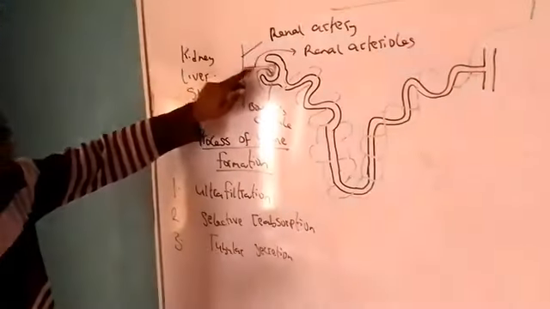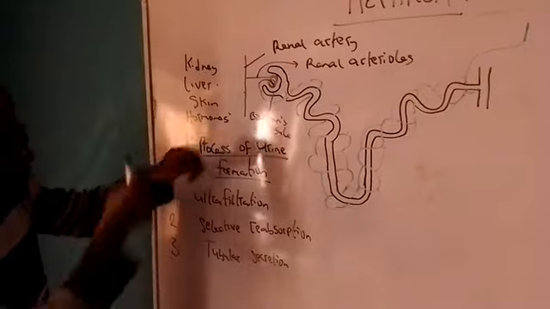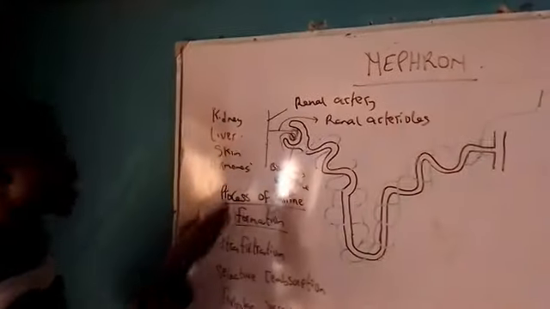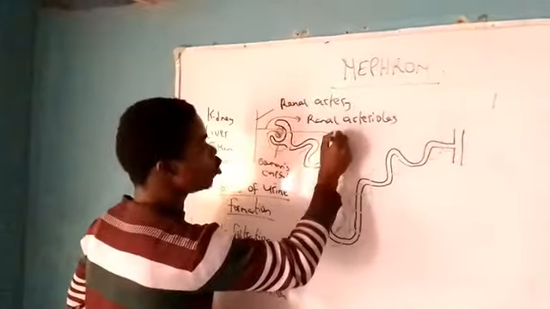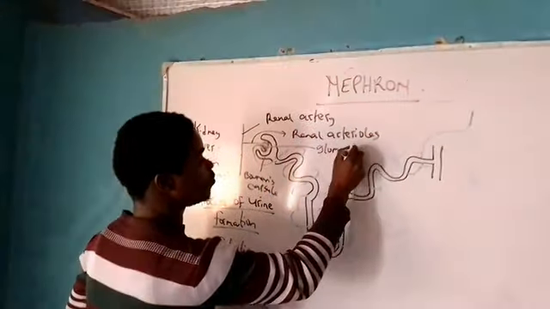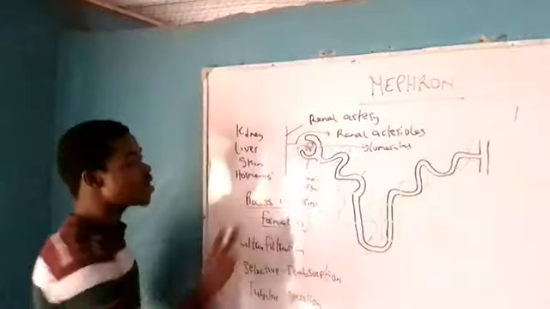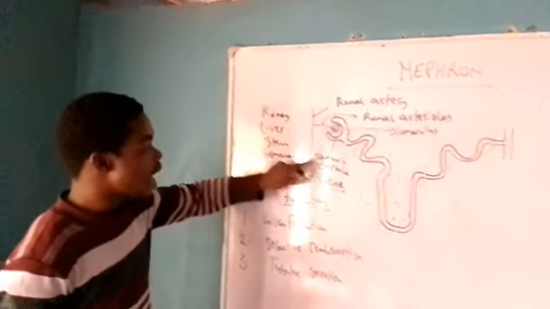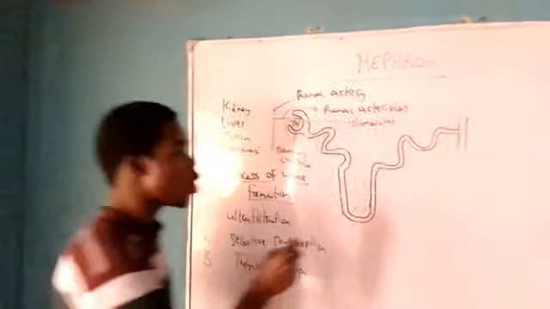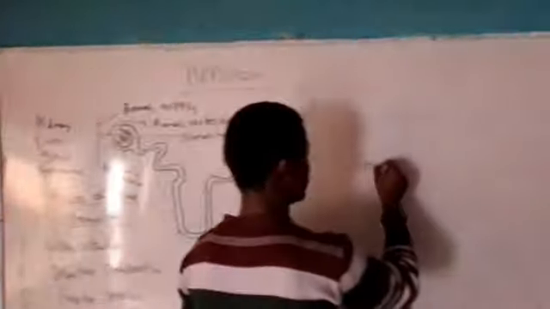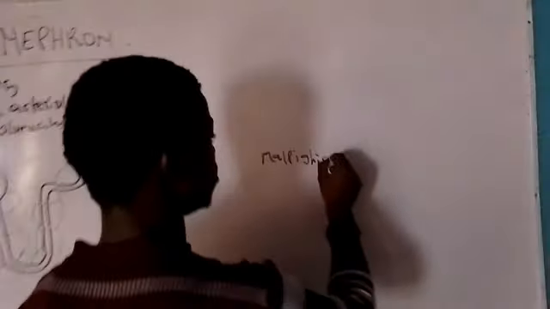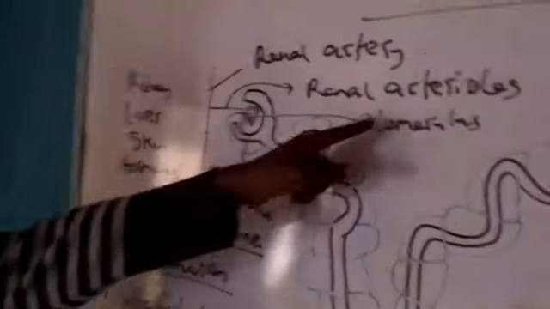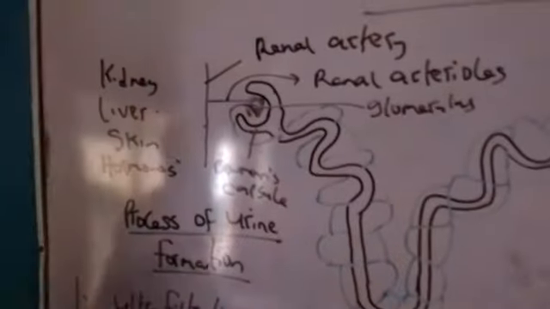So the renal arteriole enters this cup-shaped structure and then divides into a tiny network of capillaries, which is known as glomerulus. This network of capillaries inside the Bowman's capsule, together with the capsule, are called Malpighian corpuscles. Please take note of this name, Malpighian corpuscles. So if I say glomerulus, I'm referring to the network of capillaries inside the Bowman's capsule. Both the glomerulus and the Bowman's capsule are called Malpighian corpuscles.